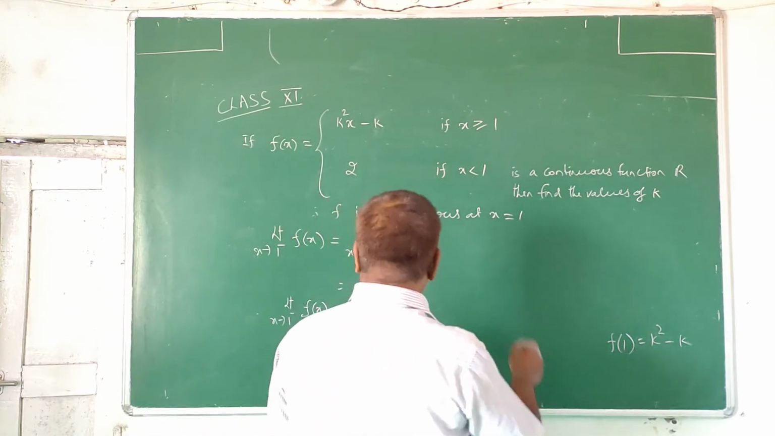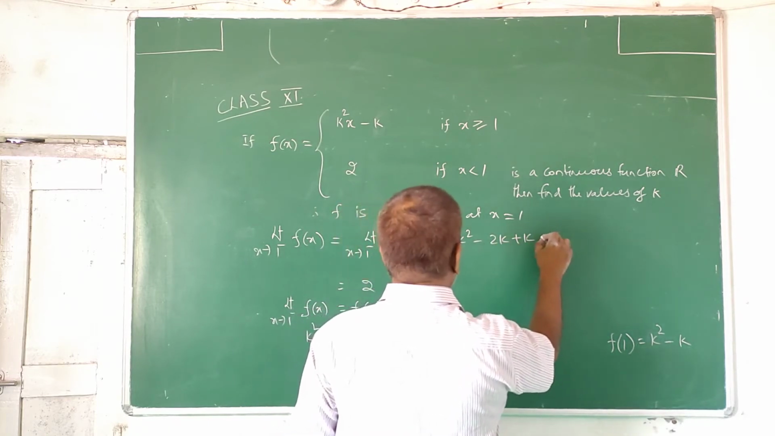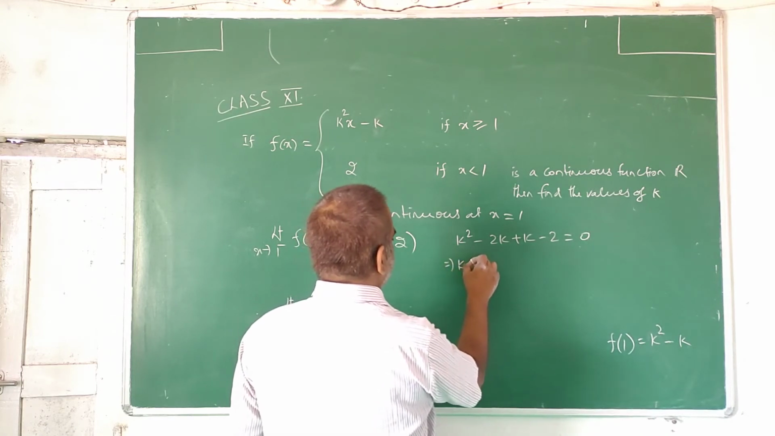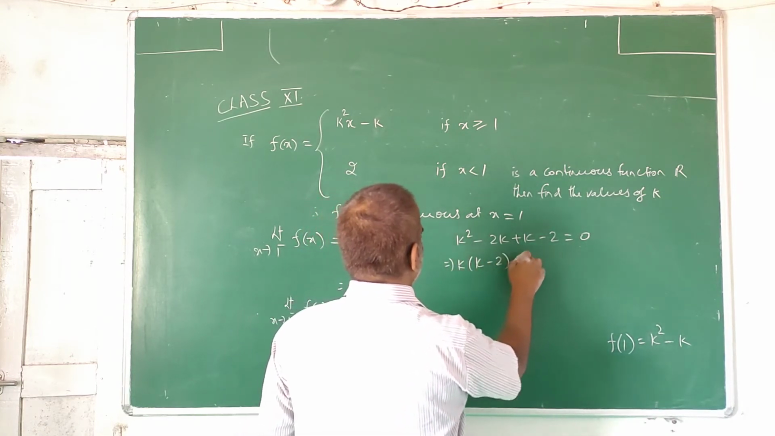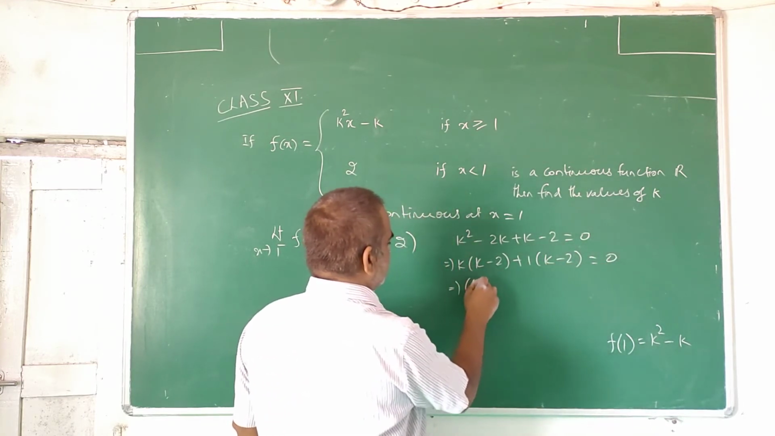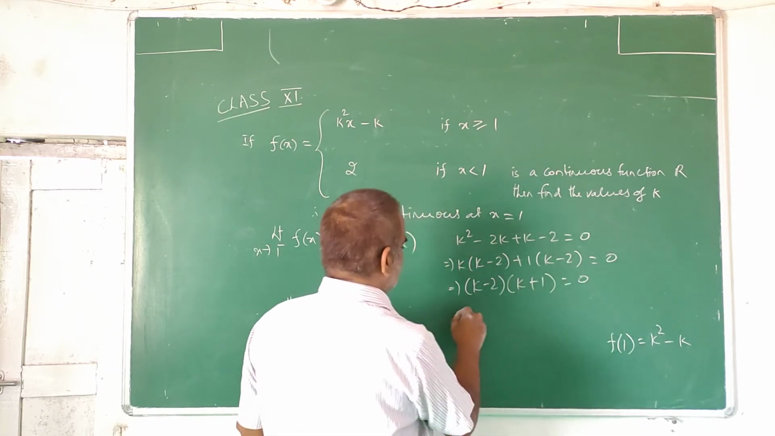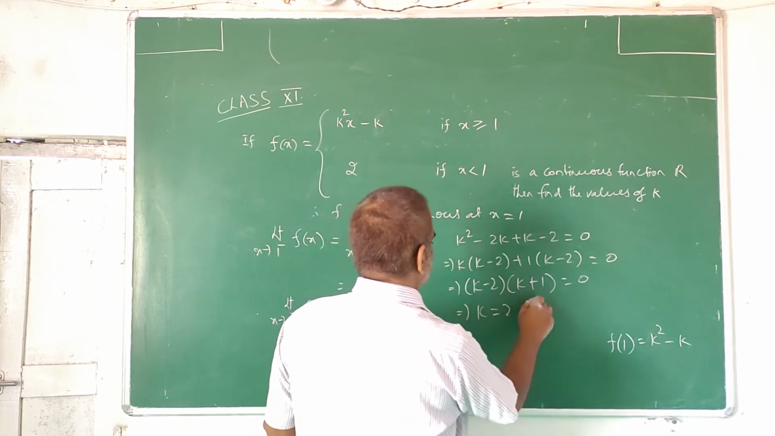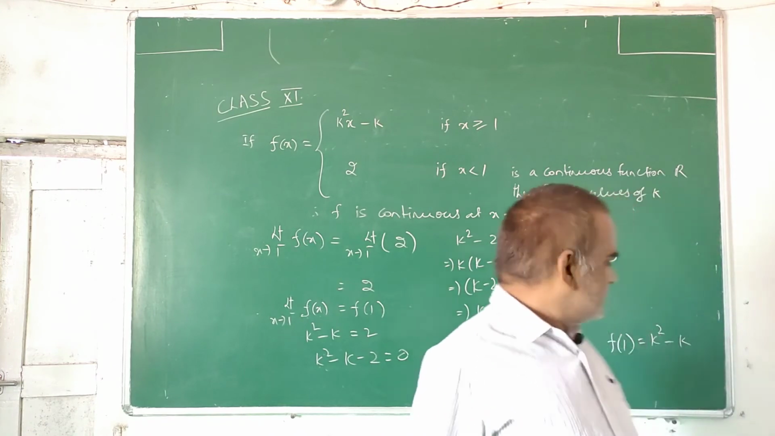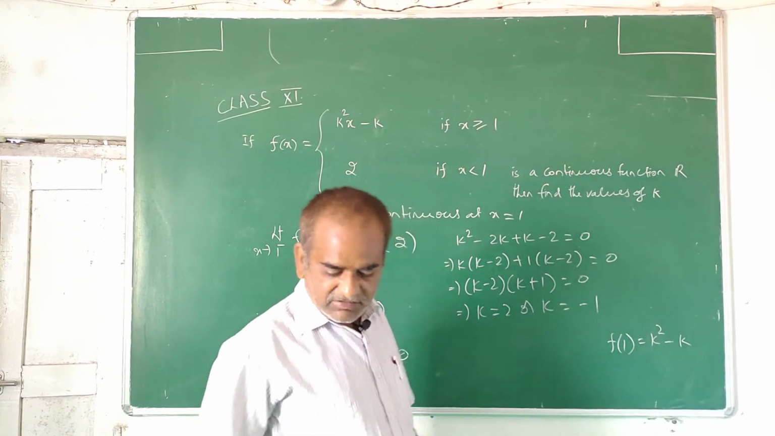If you split the middle term, you get k² minus 2k plus k minus 2 equal to 0. Taking k common, k into k minus 2, and taking 1 common, plus k minus 2, equal to 0. So (k minus 2) into (k plus 1) is equal to 0. So k equal to 2 or k is equal to minus 1. So the required values of k are 2 or minus 1. I think you understood.